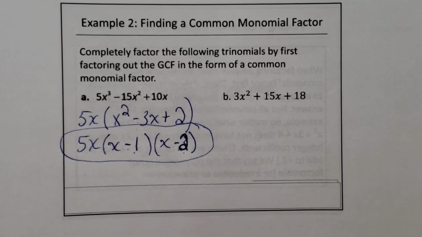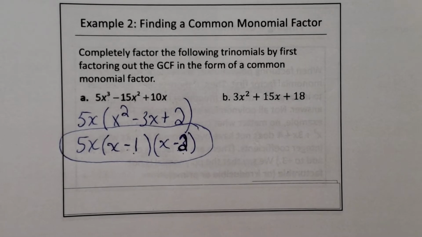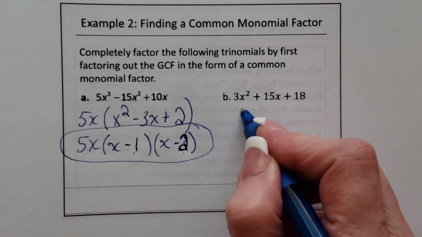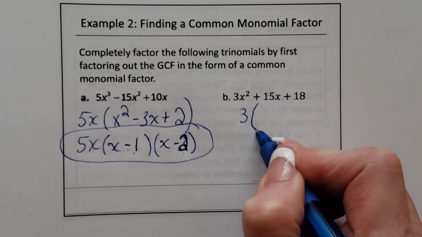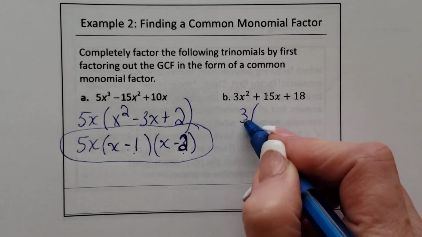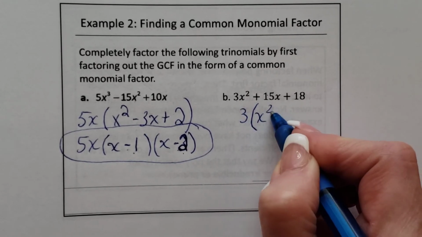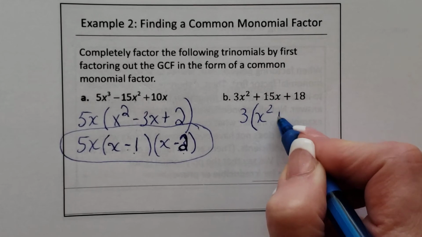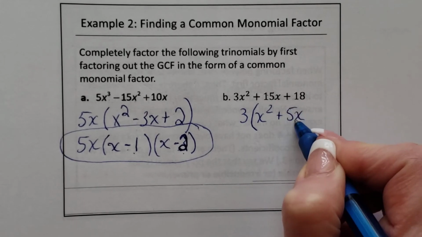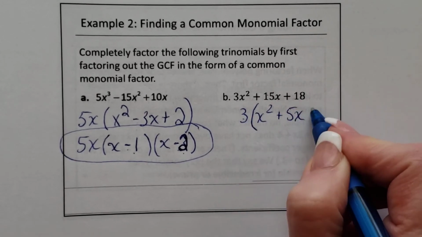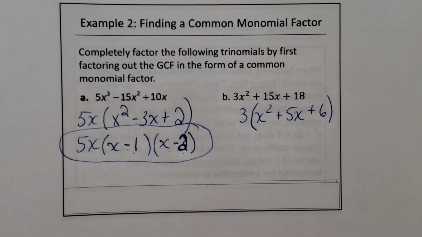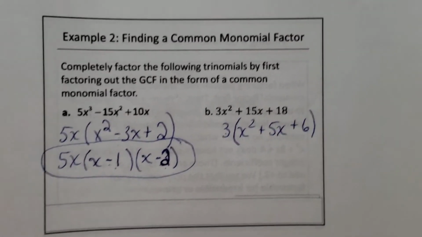All right, letter B. Look at each of the three terms. What do they all have in common? Well, I can divide all three of those terms by the number 3. So I'm going to do that first. So 3x squared divided by 3 is x squared. 15x divided by 3 is 5x. And 18 divided by 3 is 6. So I have a trinomial.